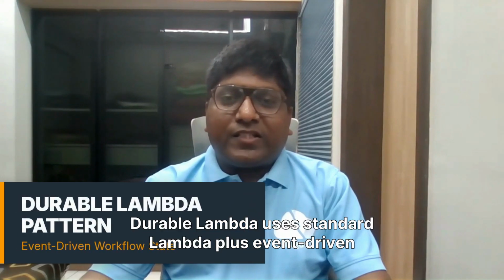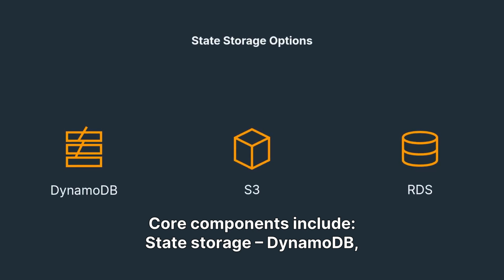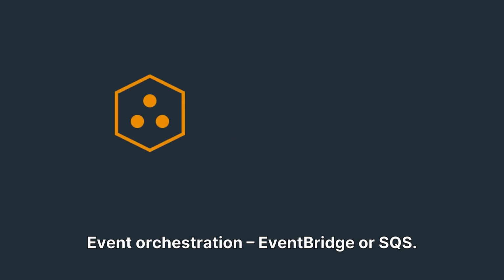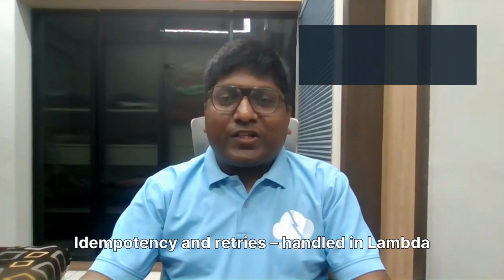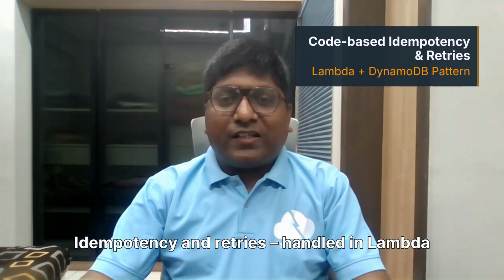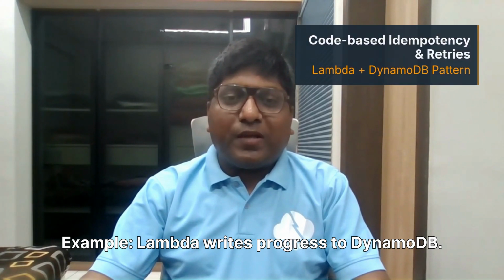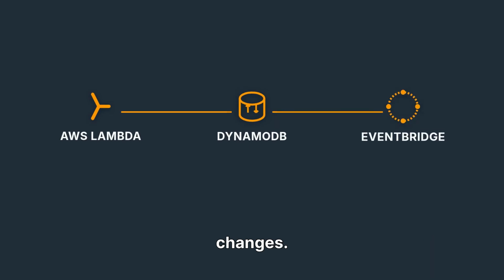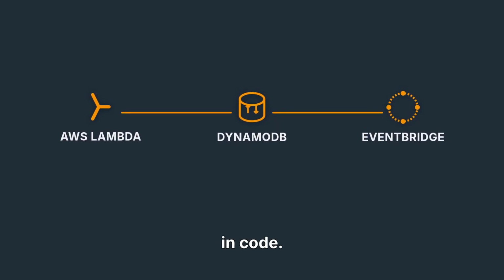Durable Lambda uses standard Lambda plus event-driven patterns to manage workflow state. Core components include state storage (DynamoDB, S3 or RDS), event orchestration (EventBridge or SQS), and idempotency and retries handled in Lambda code. Example: Lambda writes progress to DynamoDB. EventBridge triggers the next Lambda when state changes, and failed steps are retried via exponential backoff in code.